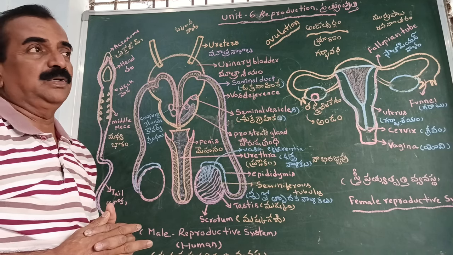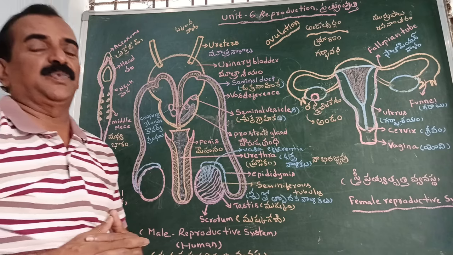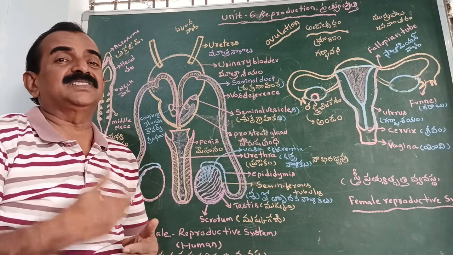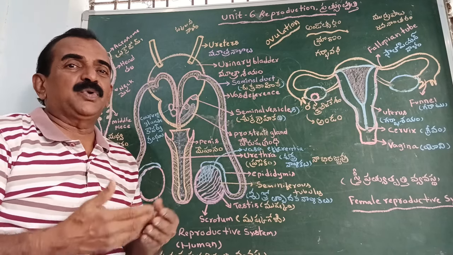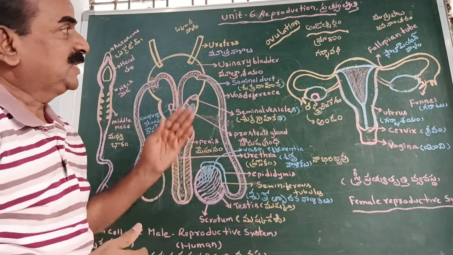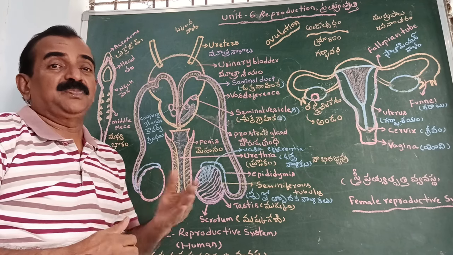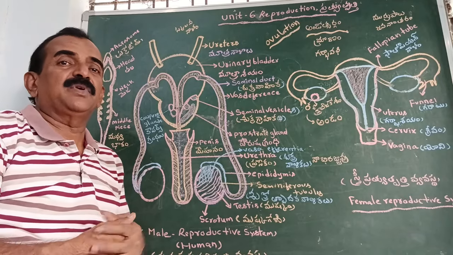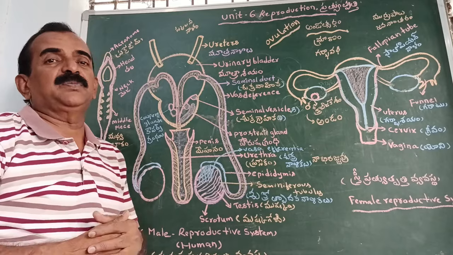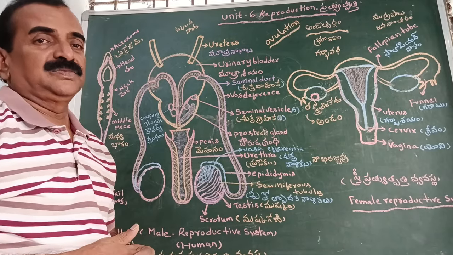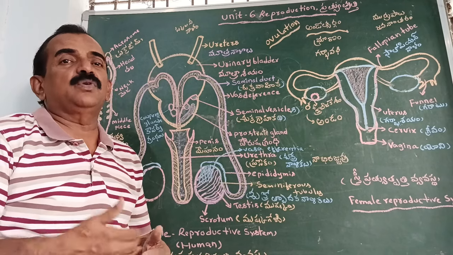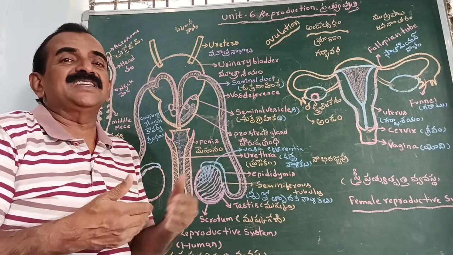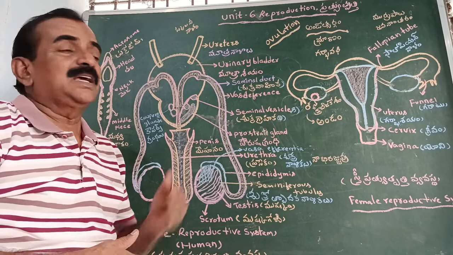So what is reproduction? All living organisms perform reproduction. Reproduction helps plants and animals to continue their species, their race. For that, we observe reproduction in plants and also in animals. Reproduction is of two types. The first type is called asexual reproduction, and the second type is called sexual reproduction. In asexual reproduction, there is no involvement of gametes. A single parent can give a new offspring without fusion of male and female gametes. That is called asexual reproduction.